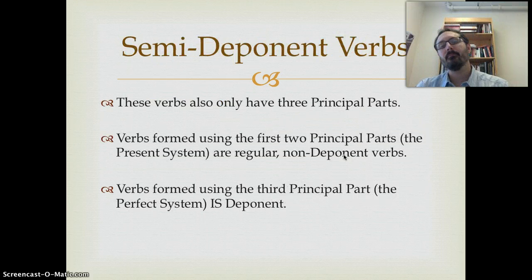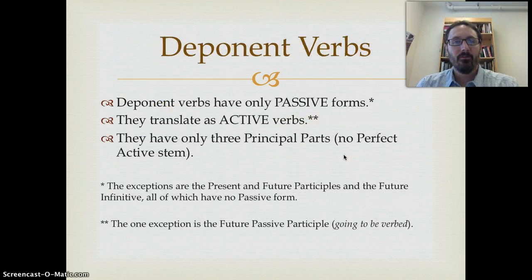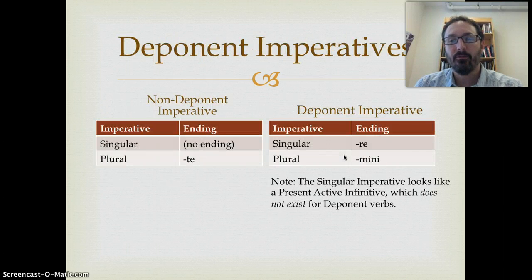All right. And that's really it for deponent verbs. I'm going to hop back real quick. Again, only passive forms, translate actively, they only have three principal parts. And the deponent imperatives, right? Re and mini as the endings.